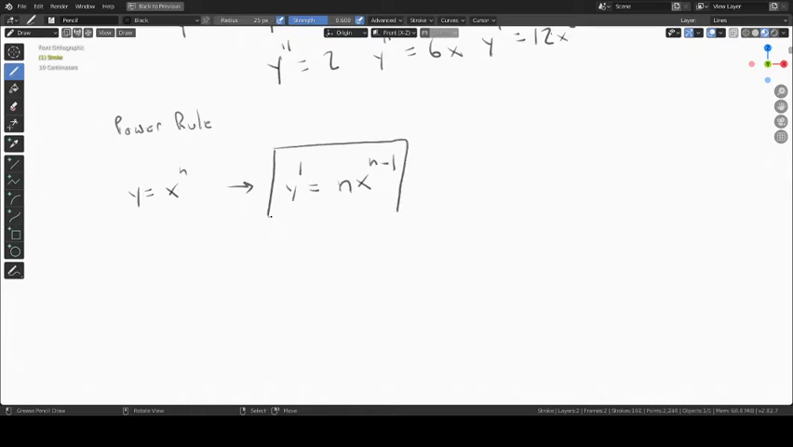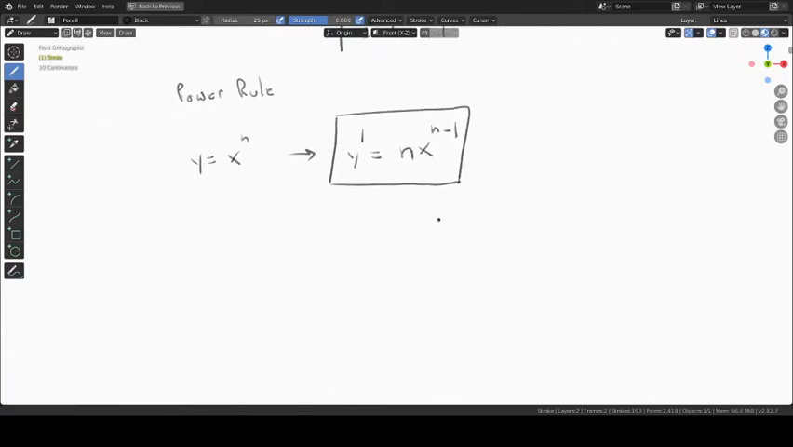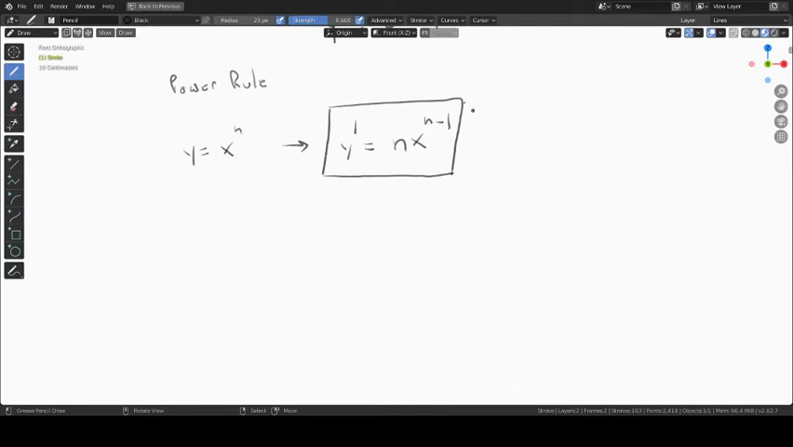Now, in this video, we're going to cover a couple more rules, and then in the next video, we'll go over product and quotient rules. So in this video, this is the most important one right here. You'll need to memorize that. This power rule is a very important rule for taking derivatives. We can use this to take the derivatives of virtually any polynomial.